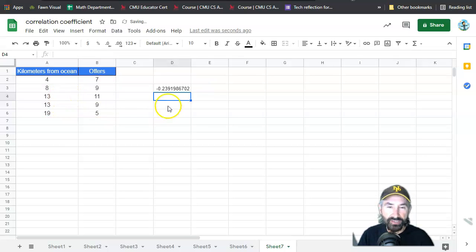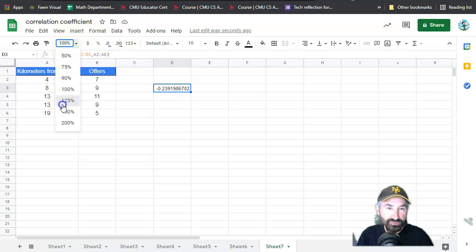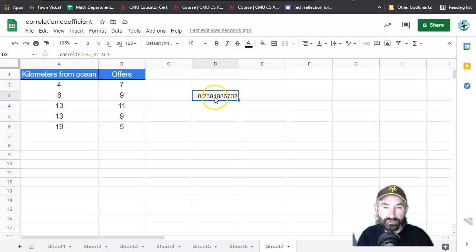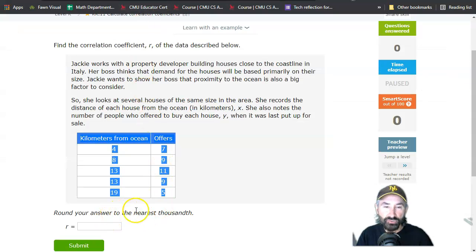And when I do, I get this calculation. Yay! And we'll try to zoom in a little bit for you guys so that you can see it nice and clear. That's a little bit bigger. The other thing is in IXL, they're asking us to round our answer to the nearest thousandth. Nearest thousandth. Wow, that's hard to say.